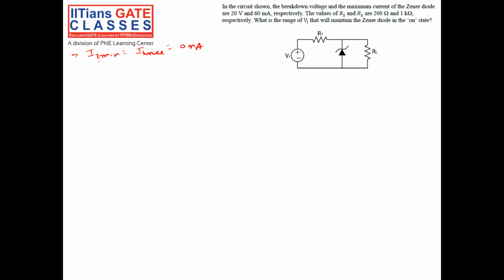And what is the minimum current in the Zener? This is my source current, and this is my load current. So Iz minimum is equal to I source minimum minus I load maximum.